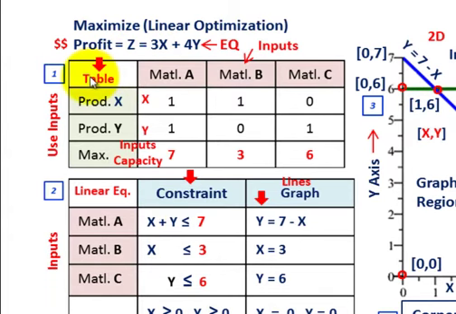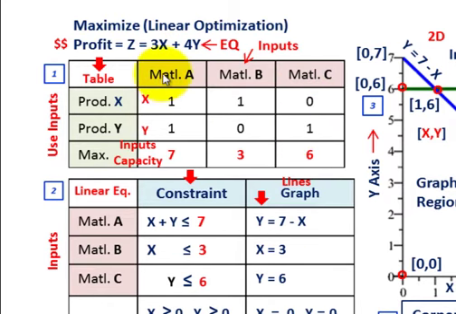We'll step through it number by number. The first thing you start with is a table. We have the use of our inputs for product X and product Y, and then the maximum capacity or inputs for the 3 different materials, material A, B, and C. Product X uses 1 unit of material A, 1 unit of material B, and 0 units of material C. Product Y uses 1 unit of A, 0 units of B, and 1 unit of material C.